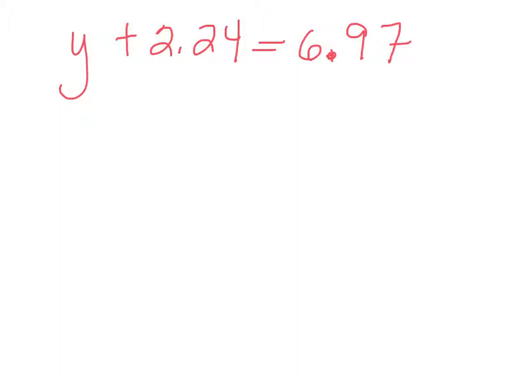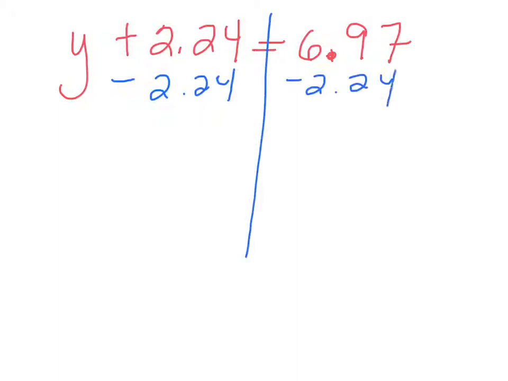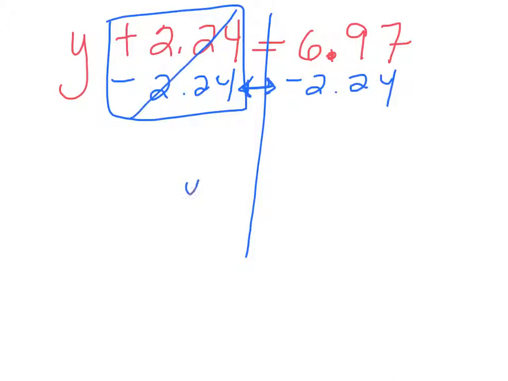We know we're not done because we have 2.24 in the way, and that 2.24 is being added. So to undo addition, we subtract it. What we do to one side of the equation, we need to do to the other side of the equation. Again, make sure that these guys here match each other. They should completely match. We have an adding of a 2.24 and a subtracting of a 2.24. They cancel out.